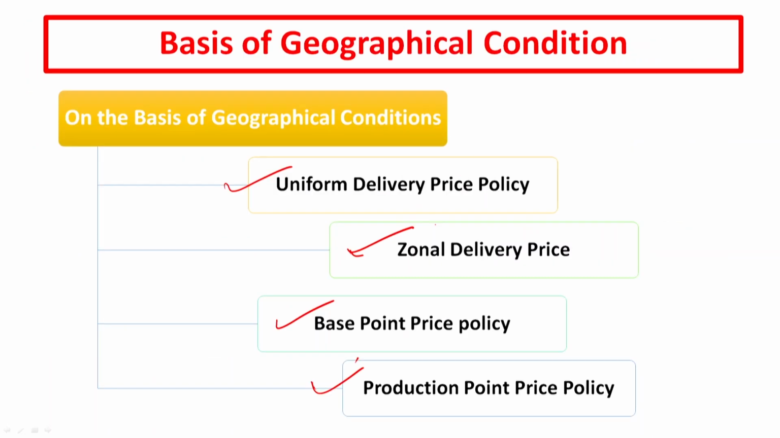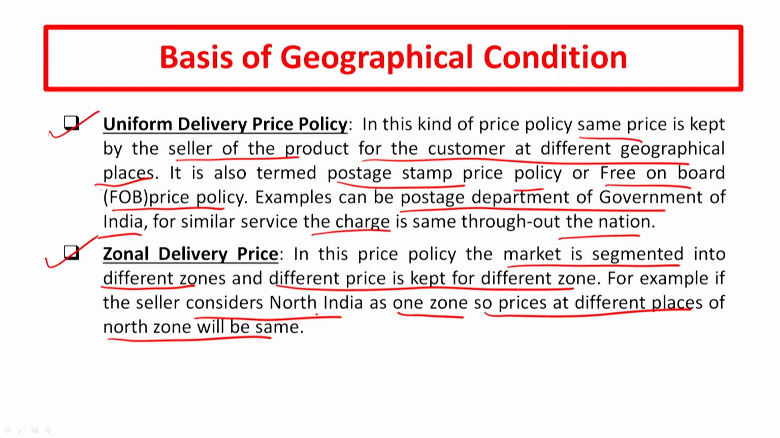Then finally, we talked about, on the basis of geographical conditions, uniform delivery price policy, zonal delivery price policy, base point price policy, and production point price policy. Uniform delivery price policy, where the same price is kept by the seller all over the different places. There is no change in the prices according to the basis of geographical conditions. In the zonal delivery price, there is segmentation of the market, and on the basis of segmentation or zones, there is difference in the prices of the product.